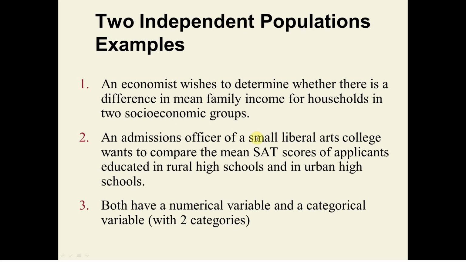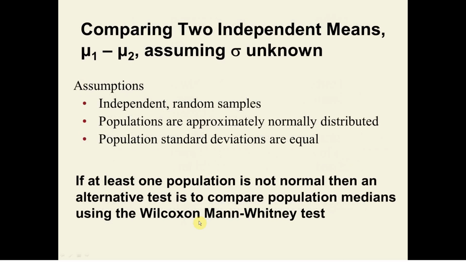Here's another one. An admissions officer for a small liberal arts college wants to compare SAT scores from rural high school students and urban high school students. So we might have SAT scores, that's going to be our numerical variable, and our categorical variable is going to be rural versus urban high schools. Okay, so in this case, it's a numerical variable that's split up by a categorical variable, each with two categories.